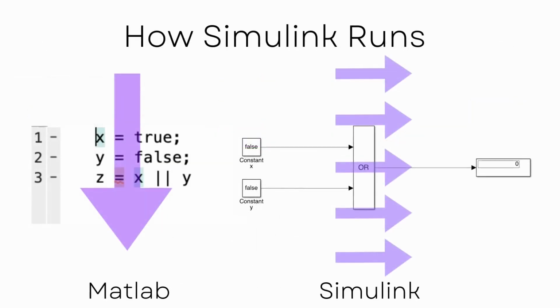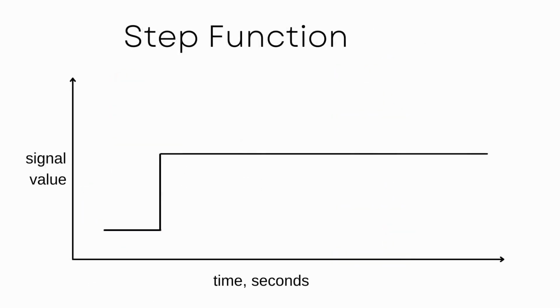Next, I want to talk about how Simulink runs. So first, let's look at Matlab. With Matlab, Python, or C, all of the statements are executed in sequence. When statement 3 in this case finishes executing, that marks the end of the program. In Simulink, however, all of the code runs repeatedly for a specified period of time. I'll demonstrate this concept with the use of a step function. A step function starts at some initial value and then at a specified time jumps to its final value and stays there.